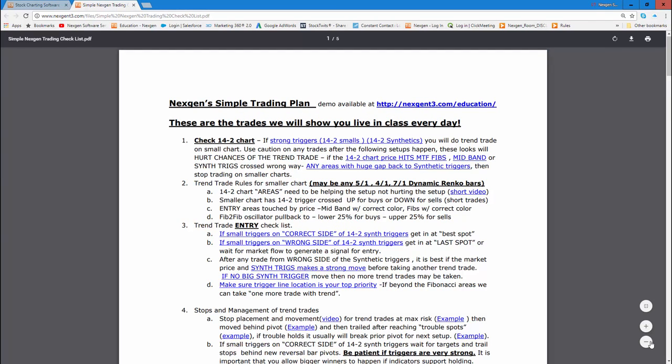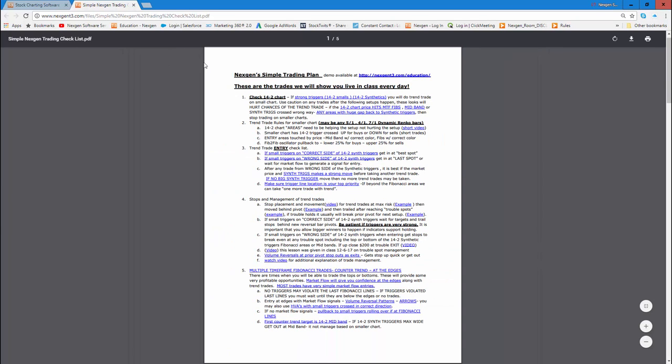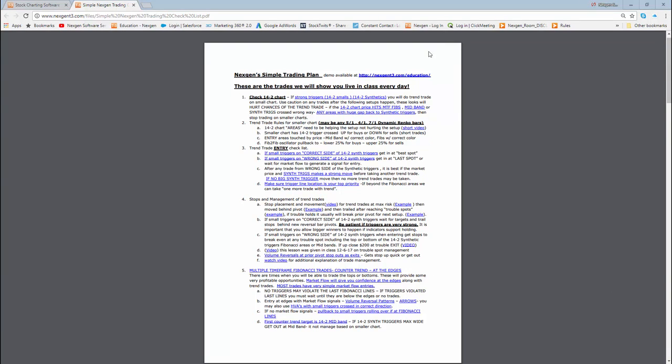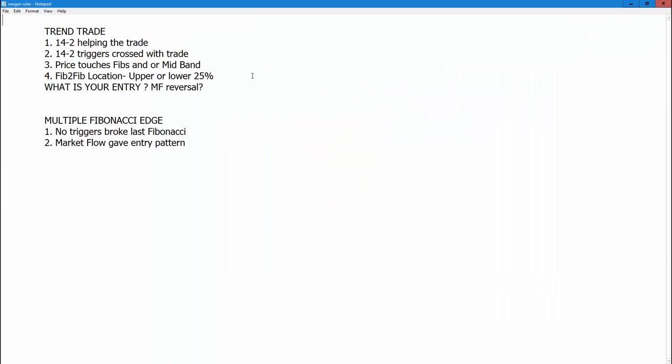Again, I wanted to start off with a trading plan. Literally, this is our entire trading plan on one page. It's very simple, it's very easy to learn. To summarize our trading plan, this is it.